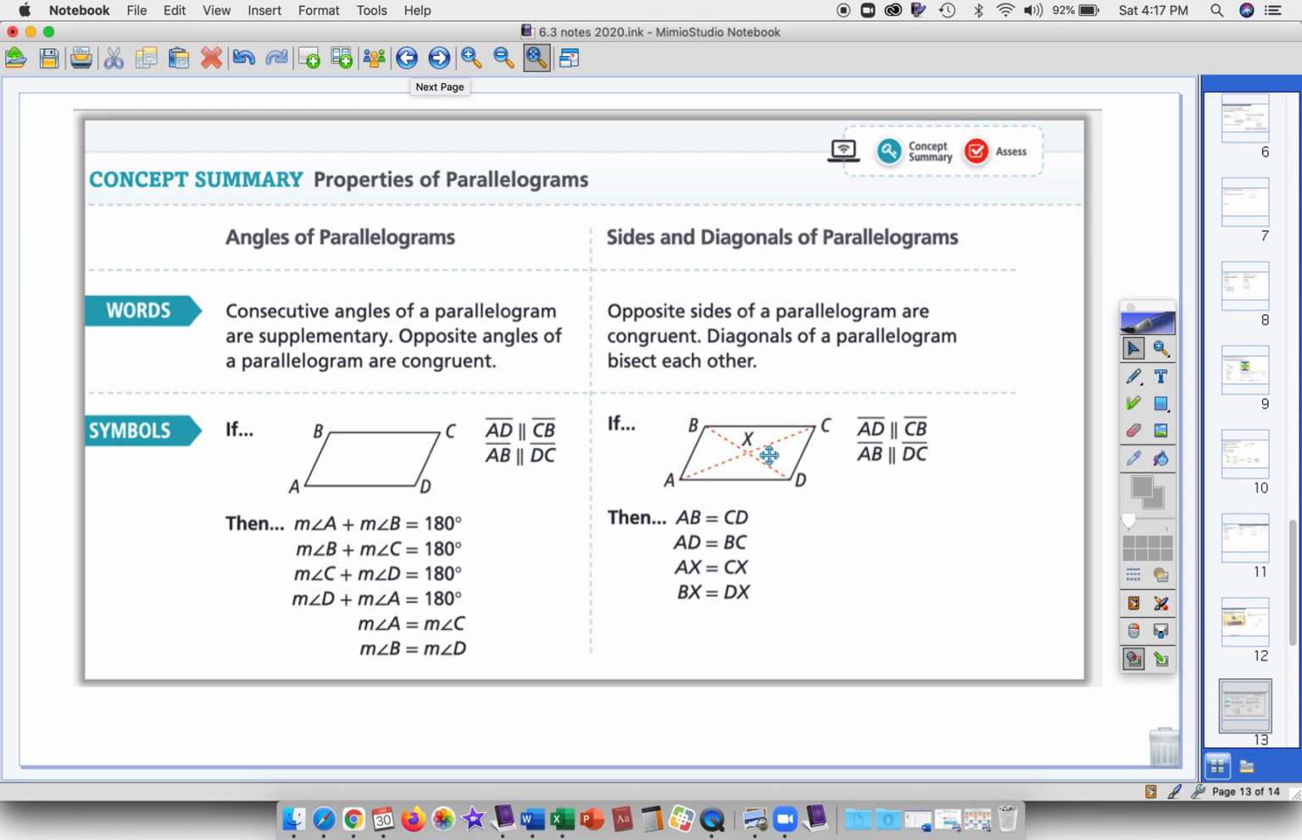So that brings us to the concept summary. There are a lot of different properties that you learned about parallelograms here today. Consecutive angles, remember, are supplementary. Opposite angles are congruent. Opposite sides are congruent. And the diagonals bisect each other. And remember, by definition, we know opposite sides are parallel.